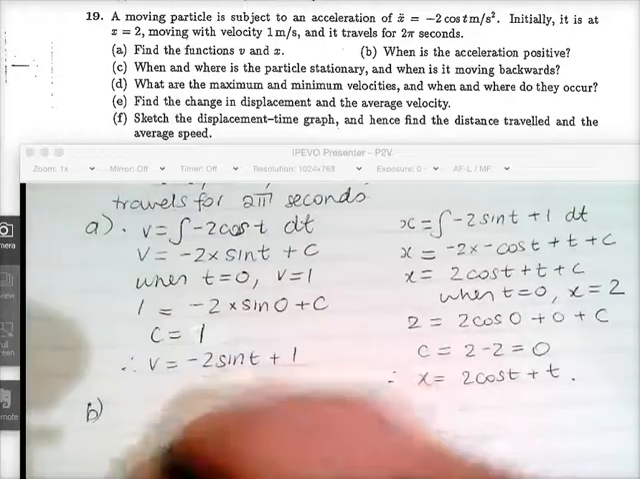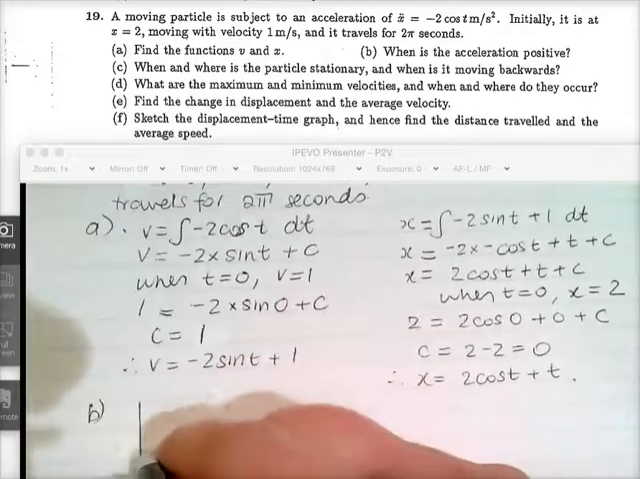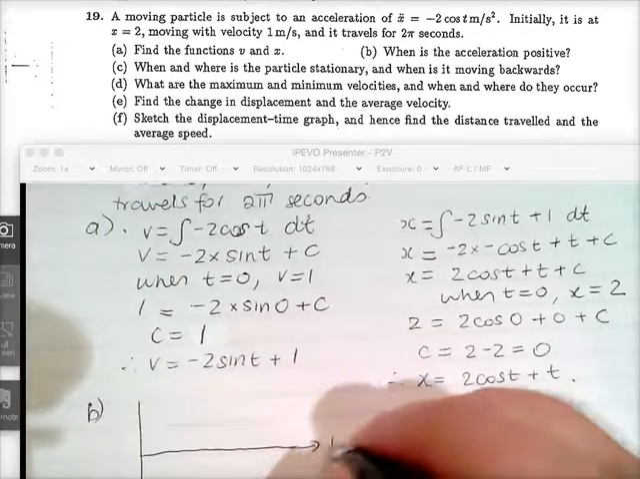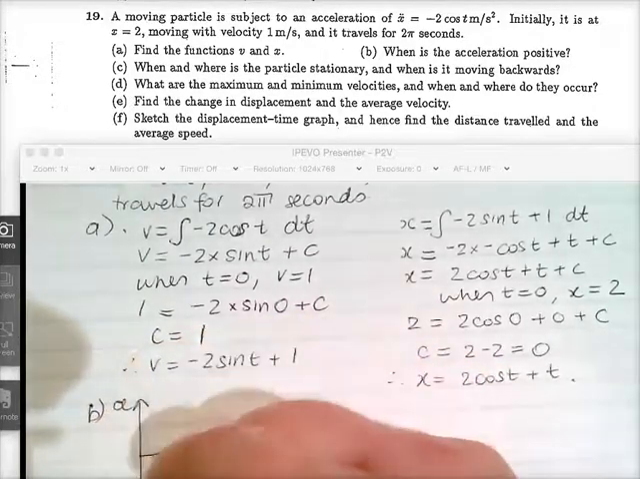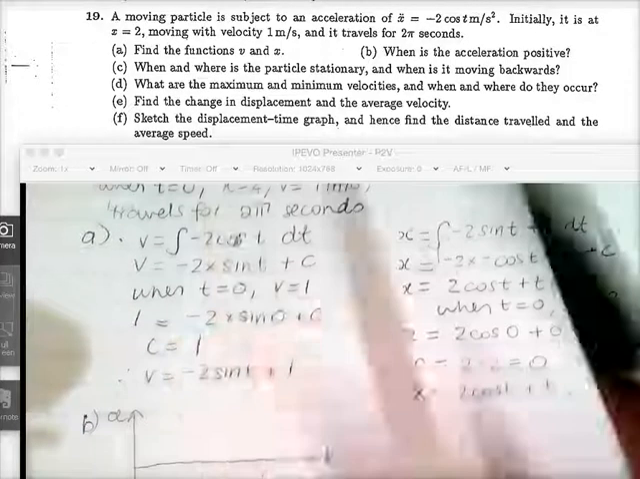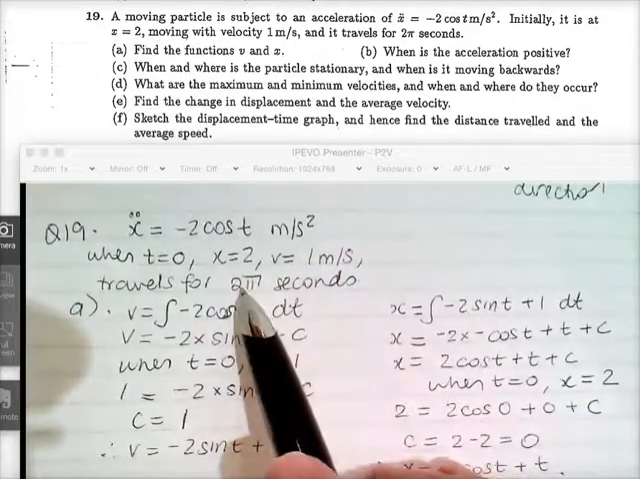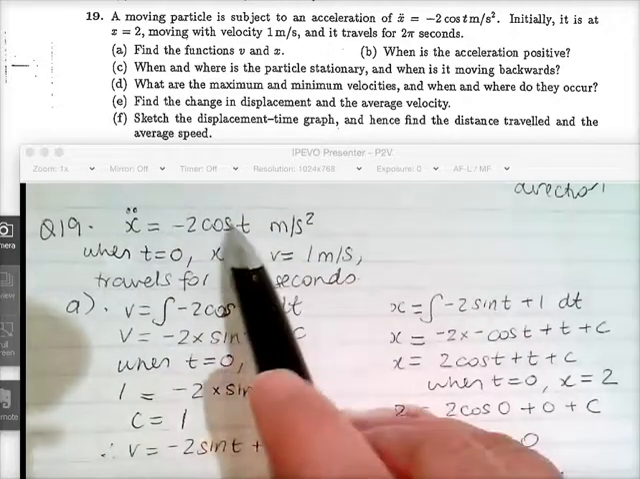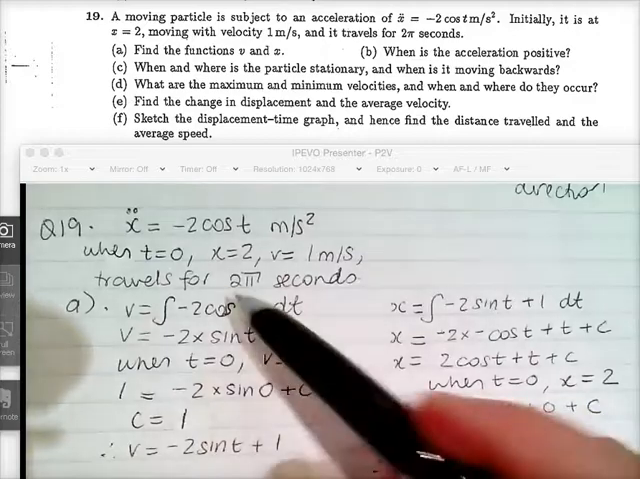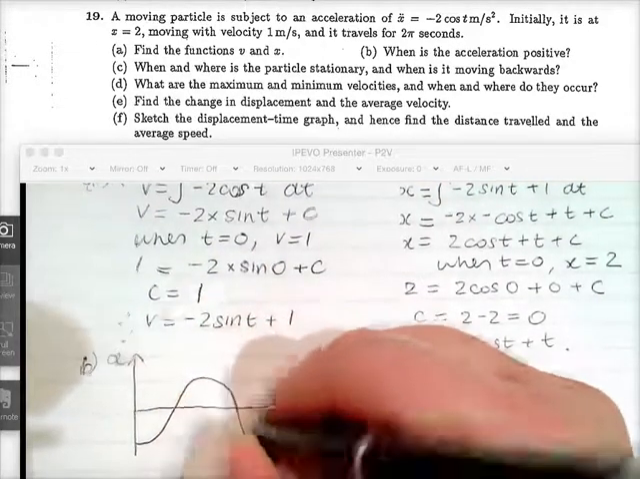Okay, part B, when is the acceleration positive? Now the best thing to do, I would just sketch this curve. It's just so easy to do it this way. And there's your acceleration, and here's your time. We're sketching the curve for acceleration. Now the curve is negative 2 cos t, and it travels for 2 pi seconds, so the period's 2 pi. Sorry, the length of the graph will be 2 pi, but the period's also 2 pi. So it's a negative cos curve with an amplitude of 2. So negative cos curve looks like this.